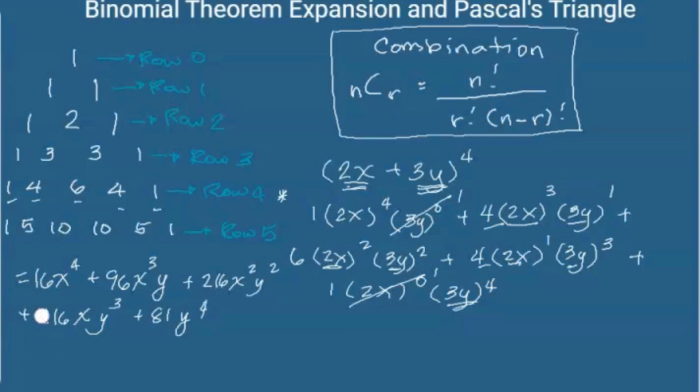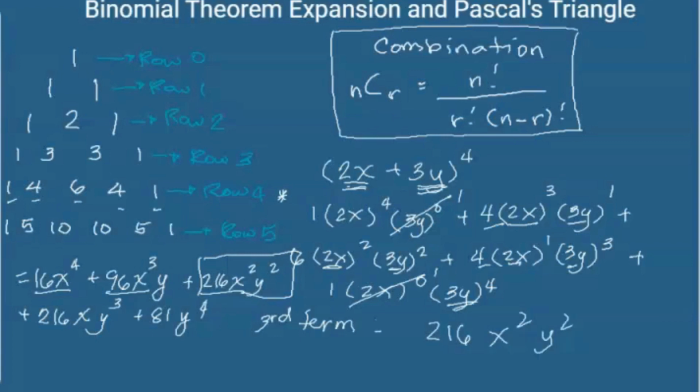Apart from expanding, some questions would be asking what is the third term. So if they asked for the third term, what's the third term? This is the first, second, and third. So this is the third term: 216 x squared y squared. If they ask for the coefficient of the third term, then you give 216 for the coefficient.